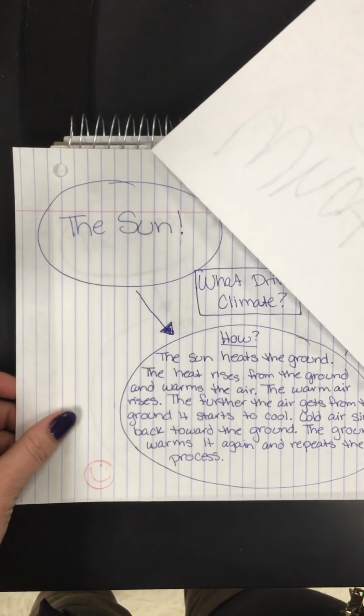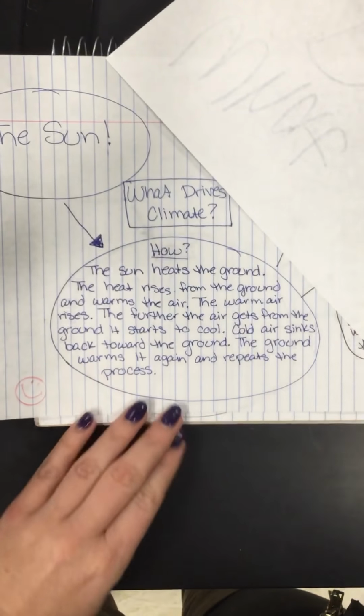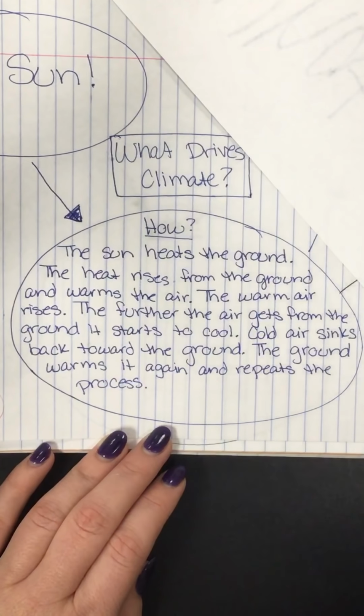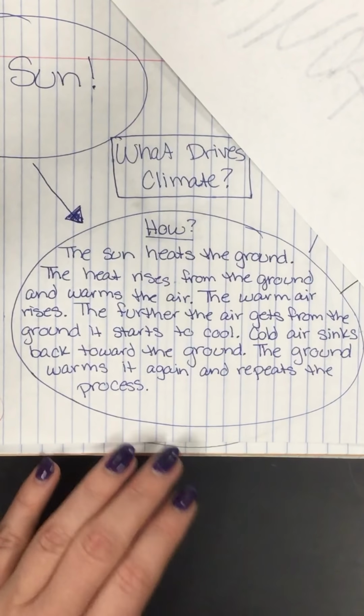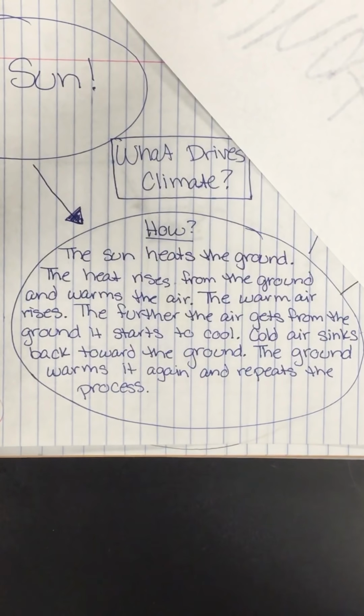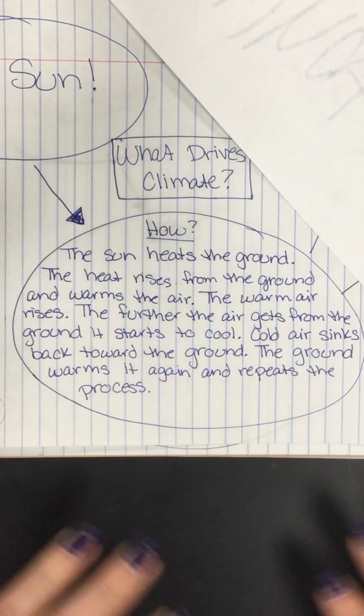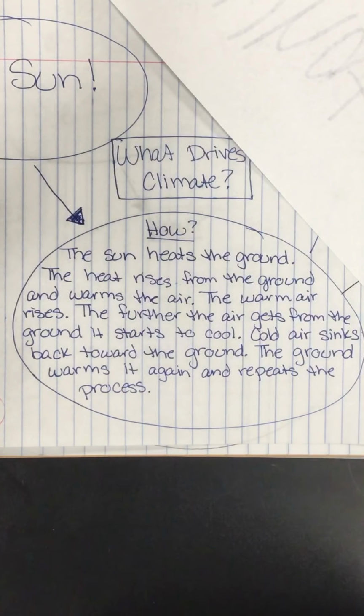I've pre-written this part, so let me zoom in on it for you. I will read it once, and then you're going to need to pause the video to make sure that you get it all down. So, we know that the sun heats the ground. That's the big part that we need to remember. The sun does not heat the atmosphere. The sun heats the ground.